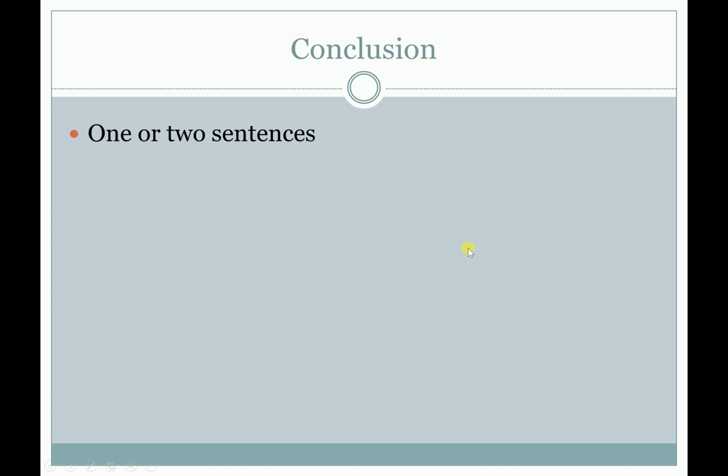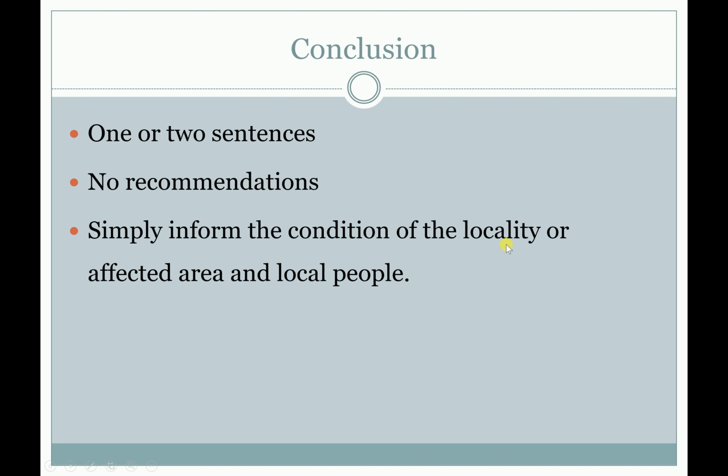Finally, the report will be concluded with one or two sentences, and you will not provide any recommendations there. Sometimes we see that the reporter recommends, but the reporter cannot comment on the specific situation, because the correspondent will only say what the sources of the locality are saying. So they will not recommend anything. Simply inform the condition of the locality or affected area and local people. The reporter will only inform the audience what the condition of the locality was, who the affected people were, and what the condition of the affected area is. These are the things that will be discussed in the conclusion.